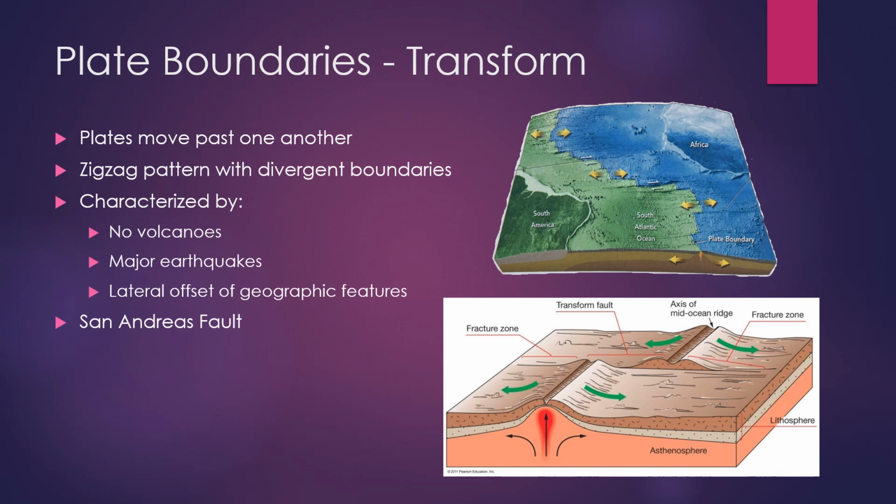Transform boundaries are noted by large amounts of seismic activity, no volcanic activity, and often the visible lateral offset of geographic features. Below here in our figure, you see the mountain ridge, one part moved to the east, one part moved to the west. Earthquakes commonly occur at transform boundaries due to the stress buildup from two plates pushing past one another. When the crust no longer supports the stress, it will break, creating an earthquake.